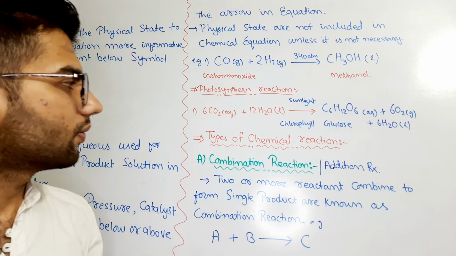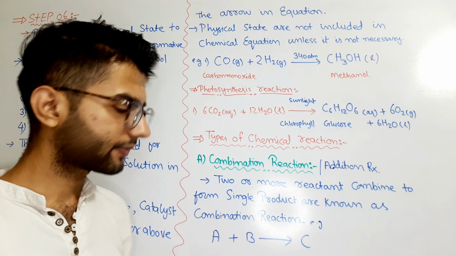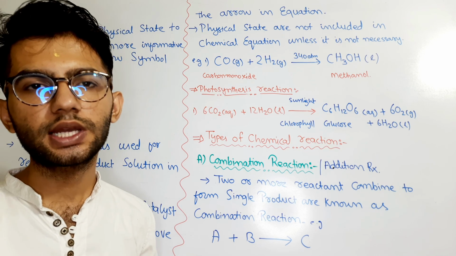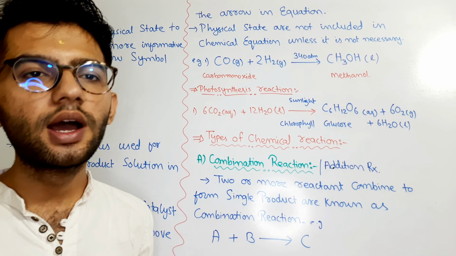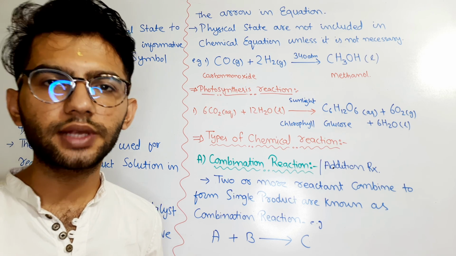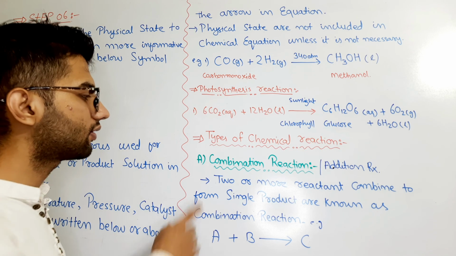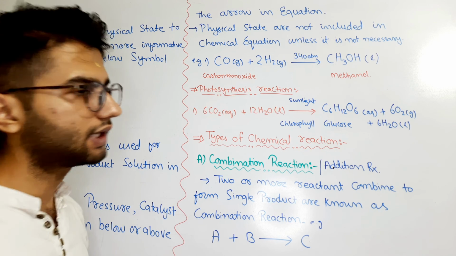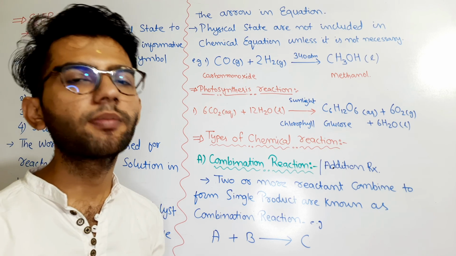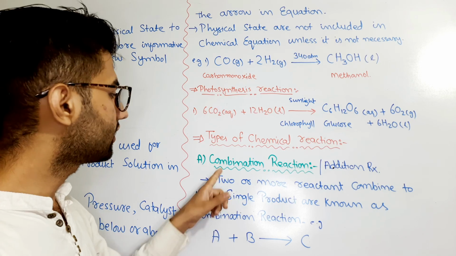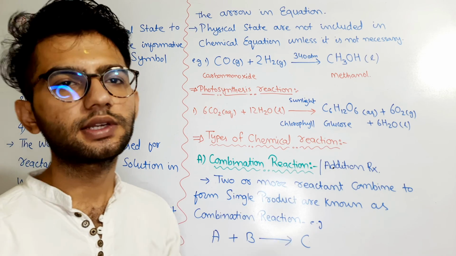Now next is, what are the types of chemical equations? There are many types of chemical reactions, based on the way in which the reactants or products are combining or reacting. On this basis there are more types of reaction. So the first type is the combination reaction. The word combination is derived from combine. Combine means addition. Hence the second name of that reaction is addition reaction.